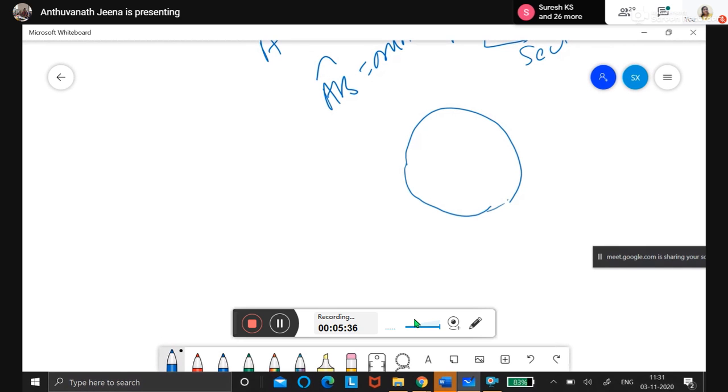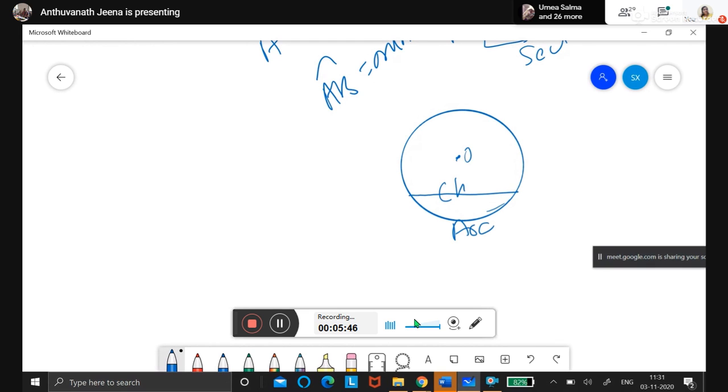The area enclosed by an arc and a chord. An arc and a chord, like this. So one chord and an arc: this space is called a segment.